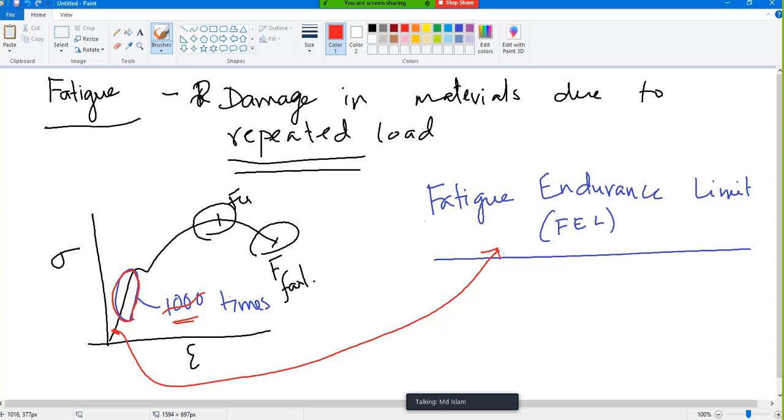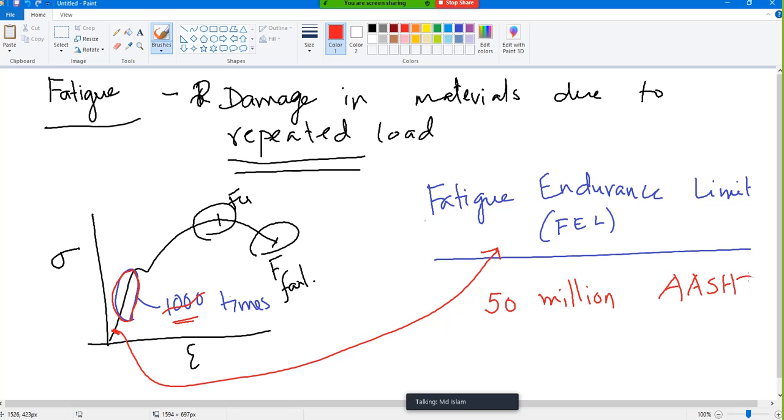Now when I define this, I say the term 50 million. What does it mean? The main definition is there is a limit of stress or strain for which if I repeat the load for like infinity, it will not fail. That is the exact definition. But we cannot apply an indefinite, unlimited amount of load. We cannot apply that.